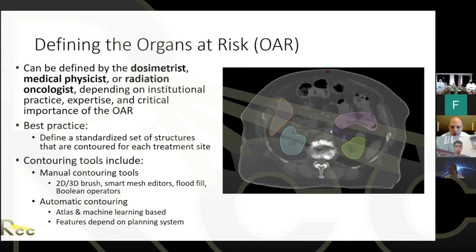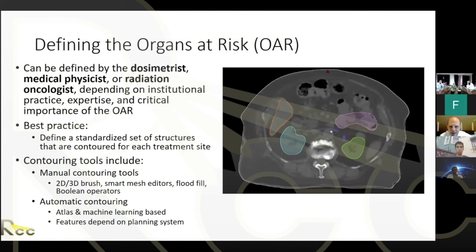So defining the organs at risk, this can be defined by the dosimetrist, the medical physicist, or the radiologist, depending on the institutional practice, expertise, and critical importance of the organ at risk. For instance, if we're treating the spine and the spinal cord is right next to the PTV, we may ask the radiation oncologist to, at minimum, review those contours and maybe potentially even make the contours themselves. Whereas things that may be farther away, that may fall to the physicist.